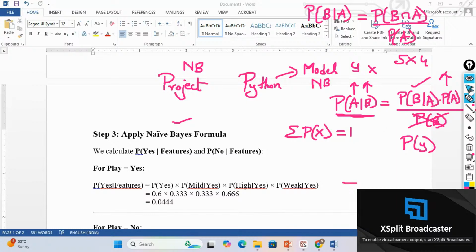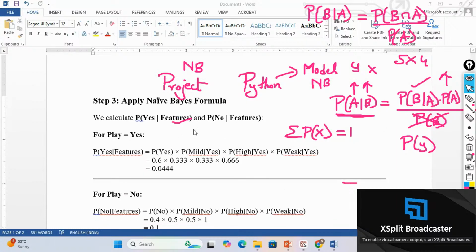So let us apply the third step, finally calculating, substituting the values. First I'll start with play equals yes. Observe the formula, friends. The formula says P of A given B. Features are already given, so let us expand it. A is representing yes, right? So P of yes multiplied by P of B given A.